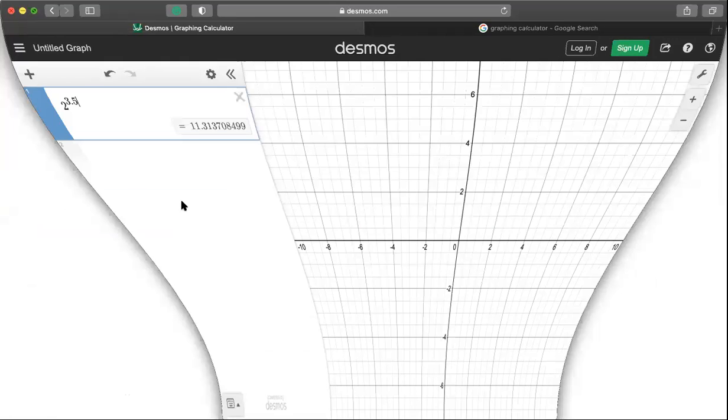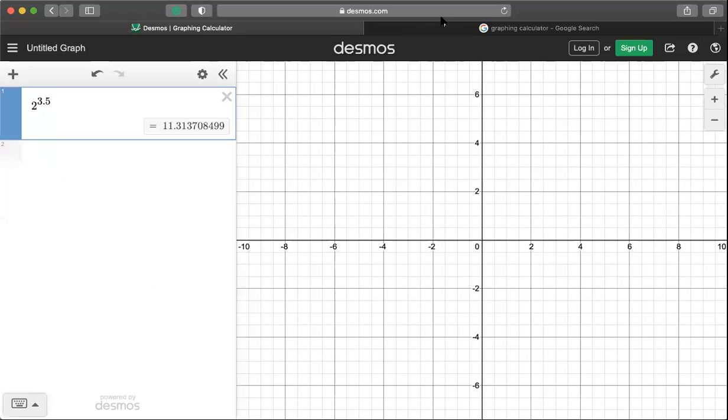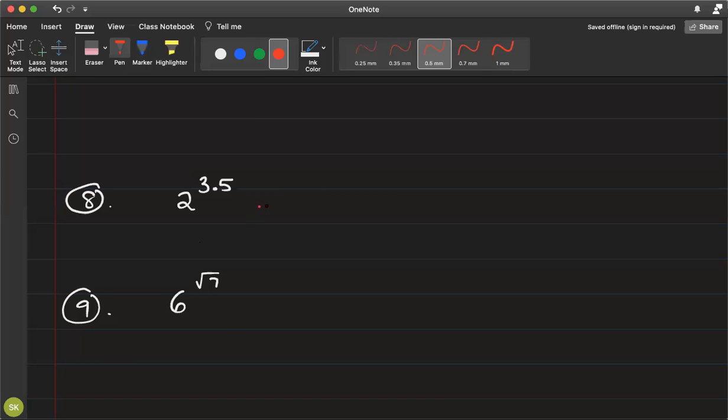So let me share, Zoom share. Give me just a second. So we're going to put 11.314.